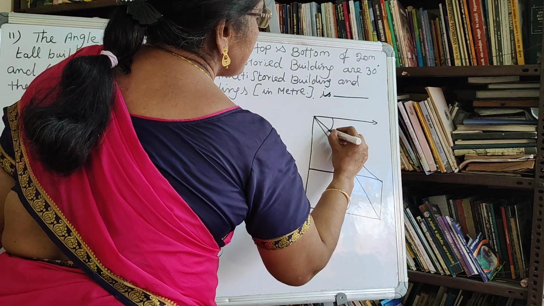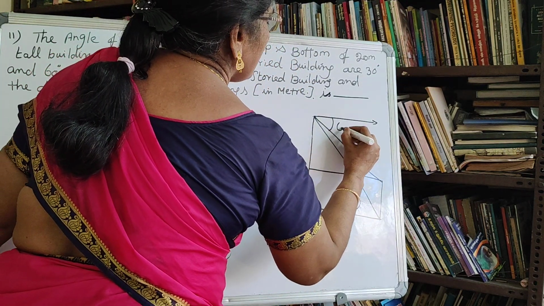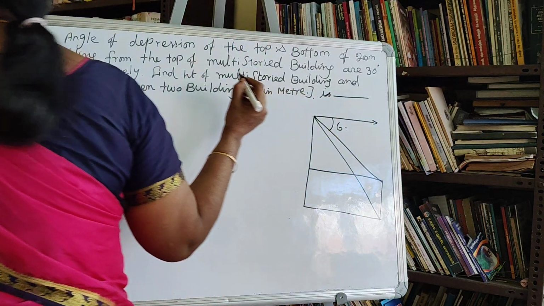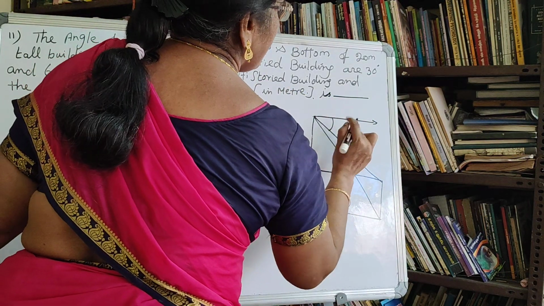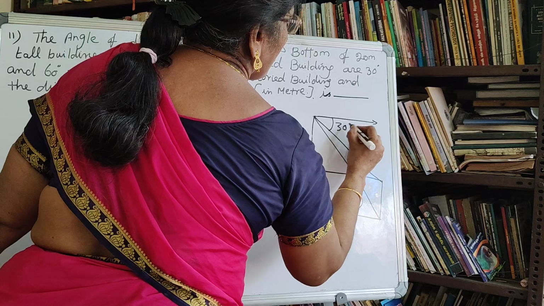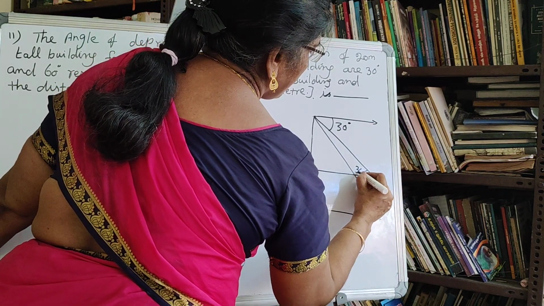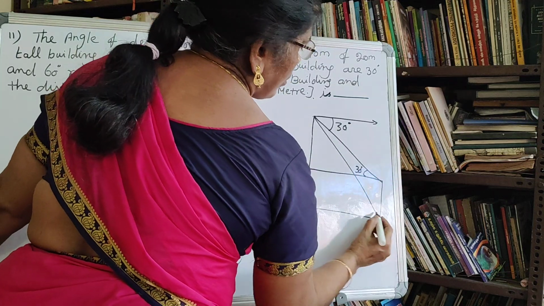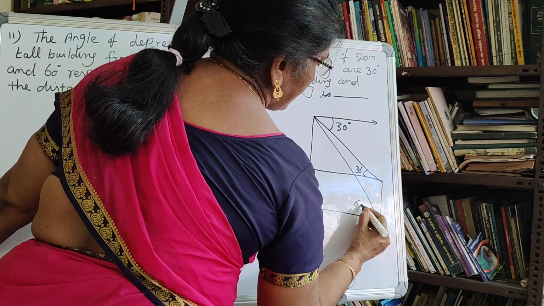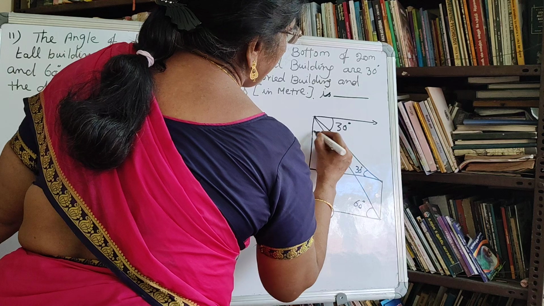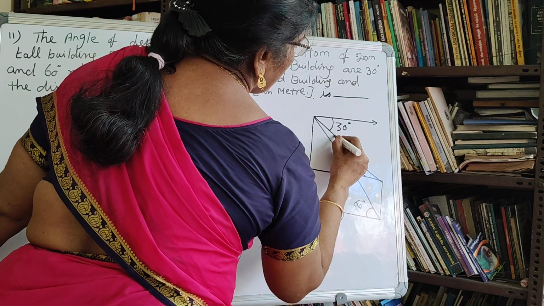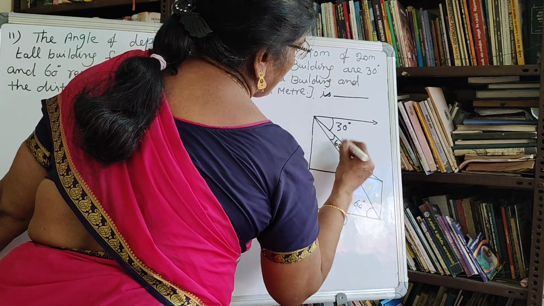This angle is 60 degrees. First, this angle is 30 degrees. These alternate angles are the same, 30 degrees. This angle is 60 degrees. The same alternate angles are 60 degrees.